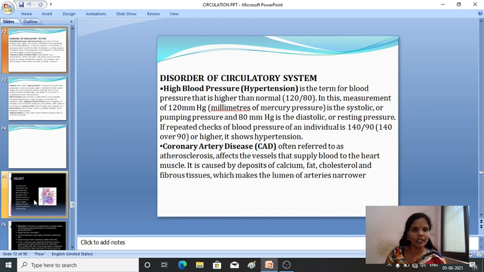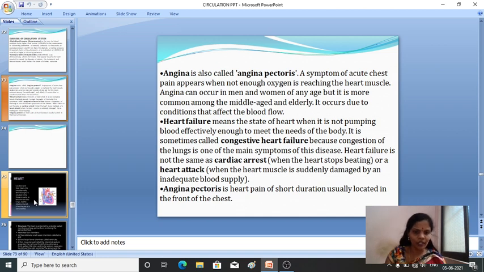And last come the disorders. Disorders of the circulatory system: high blood pressure, CAD, angina pectoris, heart failure and heart attack. Okay, is this clear? Hope all these concepts are clear to you regarding body fluids and circulation. So that's all about this chapter.